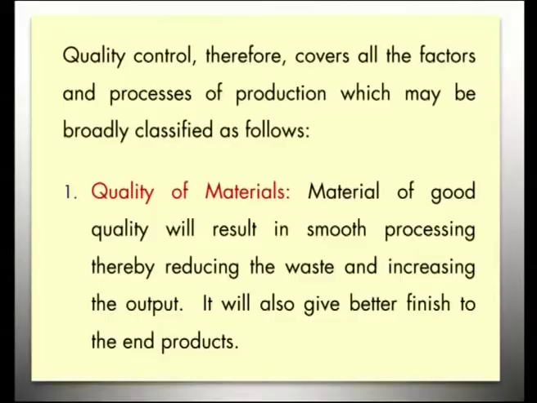As we talked about, there are 4 M's that have to be taken into account when we talk about quality control. The 4 M's are materials, manpower, machine and management. Quality control therefore covers all the factors and processes of production, which may be broadly classified as follows. First of all, quality of materials. Material of good quality will result in smooth processing, thereby reducing waste and increasing output. So, waste will be reduced and increased output will be obtained when we process very good raw materials. It will also give a better finish to the end product.